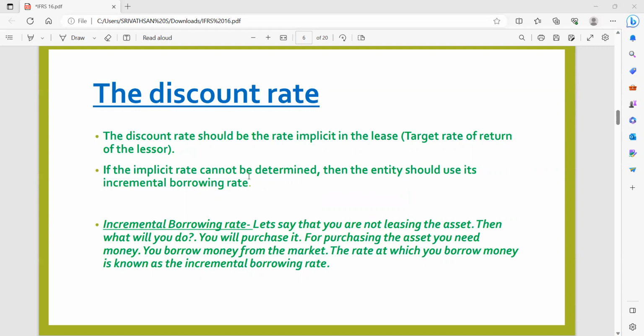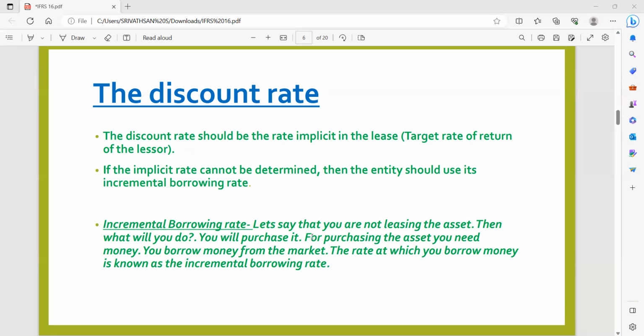If this implicit rate cannot be determined, like if the implicit rate is not there in the lease contract, in that case, the entity should use its incremental borrowing rate. So what is this incremental borrowing rate? So let's say that you're not leasing the asset. See, you need the asset, but you're not leasing it. Then what will you do? You need to purchase it. So for purchasing the asset, you need money.